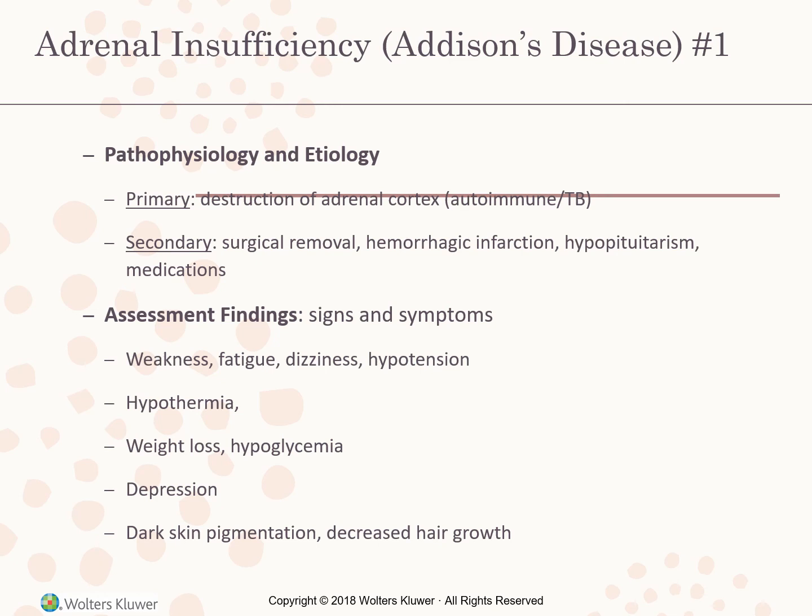Now, when we assess for Addison's, we're going to notice that they have decreased or absent adrenocortical hormones that will lead to symptoms of adrenal insufficiency, which are the same in primary and secondary adrenal insufficiency. Patients with primary adrenal insufficiency usually experience symptoms gradually, and patients with secondary adrenal insufficiency will develop symptoms suddenly or over several days to weeks.